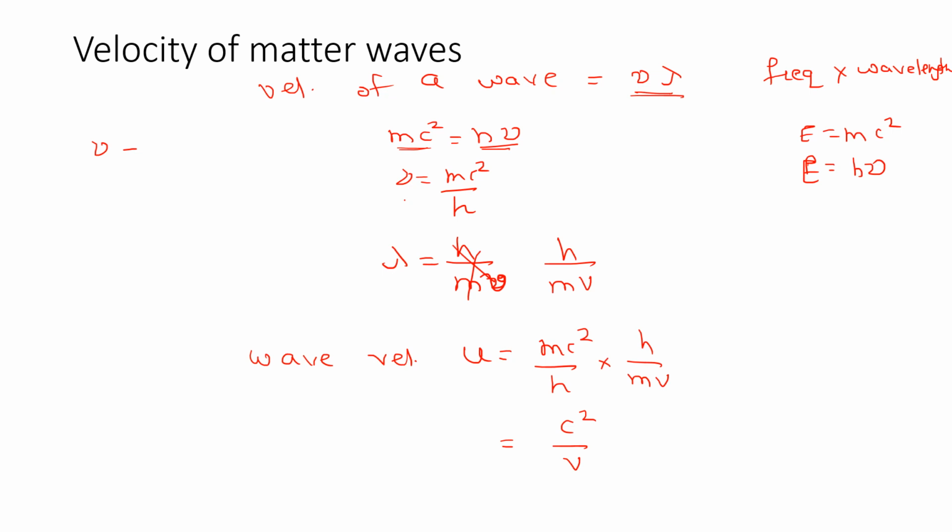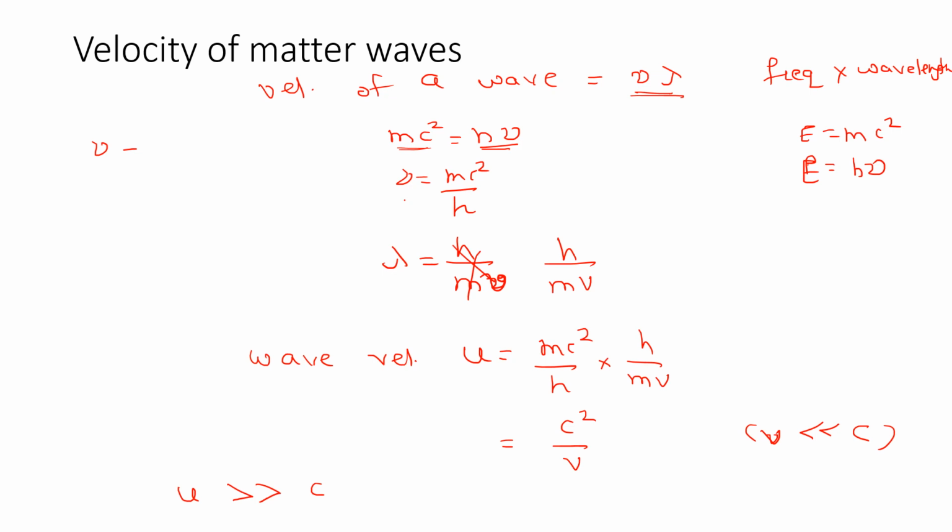What is c? It is the velocity of light. What is v? It is the velocity of the particle with which the particle is moving. Obviously, what will be our first comment when we see this formula? Our first comment will be that u, the wave velocity of matter waves, is much greater than the velocity of light, because the velocity of the particle is always less than c. So u comes out to be greater than the velocity of light.